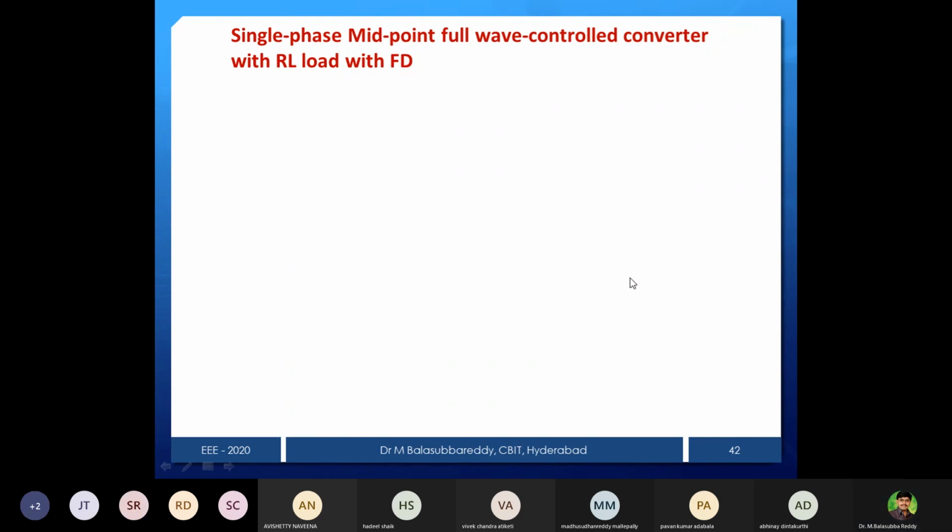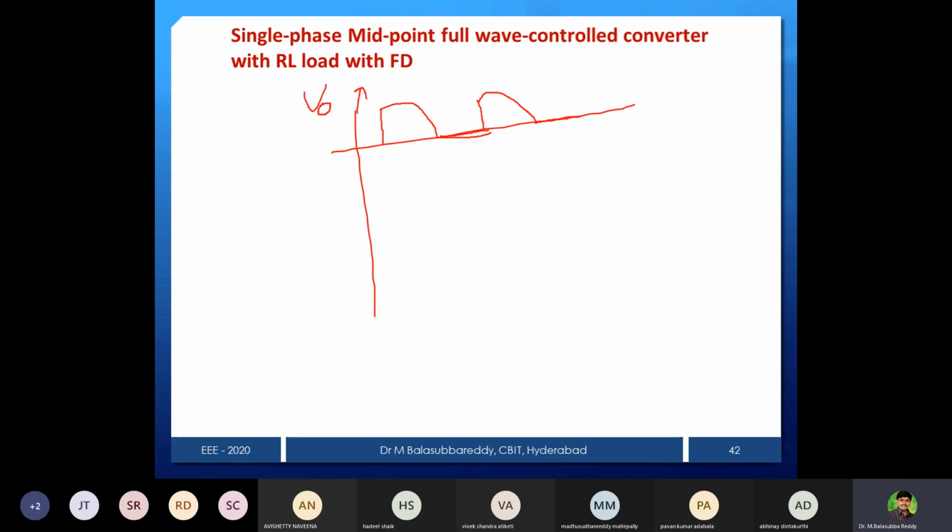Yes, sir. In the previous class we observed the single phase midpoint full wave controlled rectifier with R load and RL load. Now suppose you connect a freewheeling diode, you can see those waveforms also. Previously, I am drawing the output voltage waveform directly. This is the output voltage waveform for R load, like this.